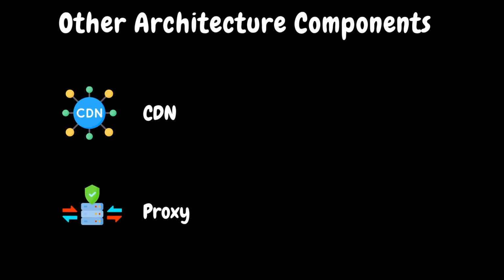Proxy. A proxy is an intermediate server that acts as a gateway between the client and the server. When a user makes a request to access a resource on the internet, the request is sent to a proxy server instead of directly connecting to the target server. The proxy server then forwards the request to the target server on behalf of the client and receives the response. There are different types of proxies available, such as forward proxies, reverse proxies, etc.